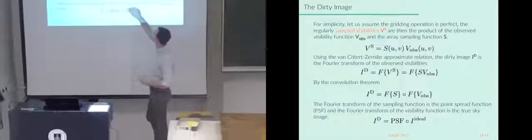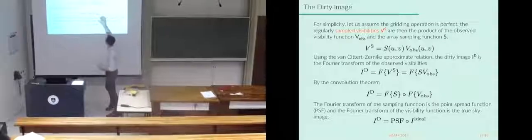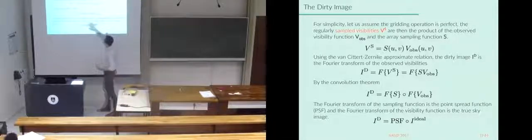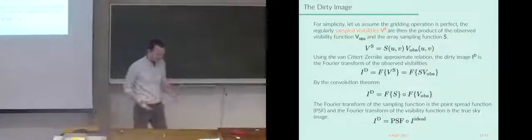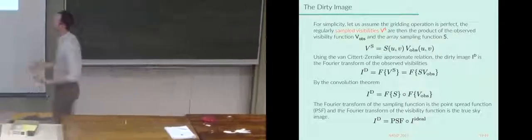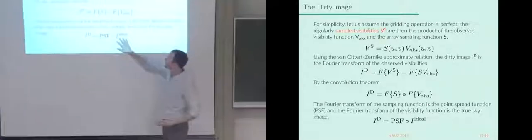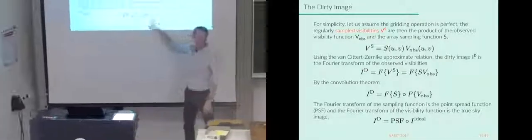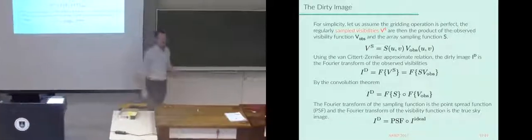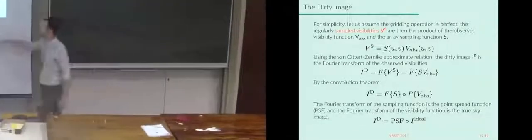The sample visibility function is the Fourier transform of sampling times observed. And so you can see the dirty image is the FFT of the Fourier transform of the sampling function, which is the PSF, times the Fourier transform of the observed visibilities, which you can think of as the ideal sky, some truth, some real sky. There's some real sky that we don't actually ever see because we have some sampling function that hides it. Even though mathematically it's there, it's kind of a mathematical construct. In reality, we can never get to this.